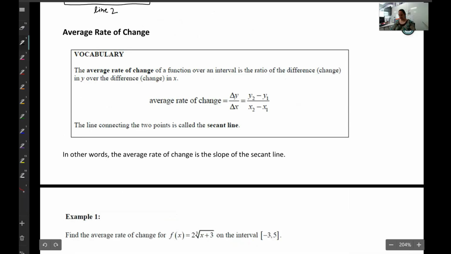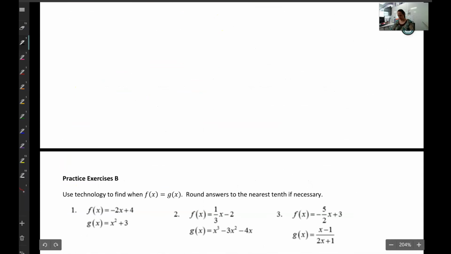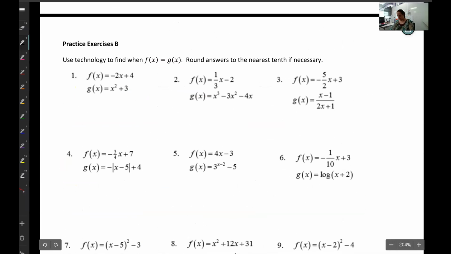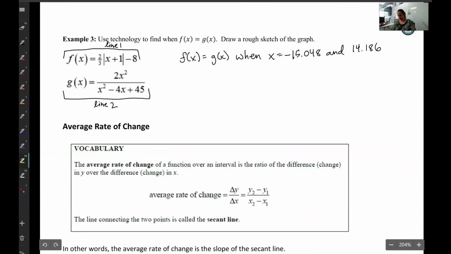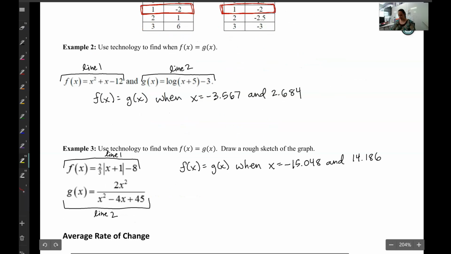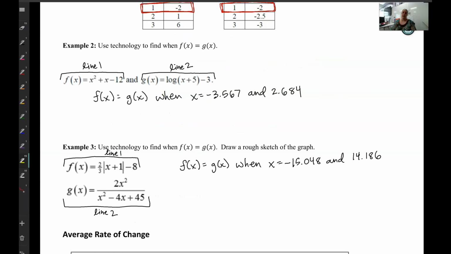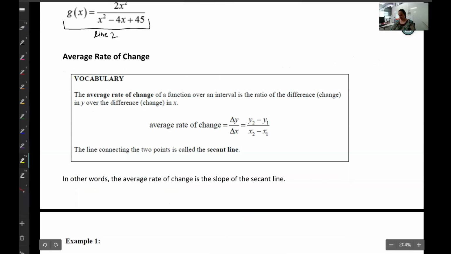So there's that kind, and if you go past your table page, you'll find this page. Questions 1 through 6 are homework. And it's exactly like what we just did, where you type these equations into Desmos, find where they intersect, write out your answer. So that is the first part of our lesson about solving systems of equations by graphing. In the next video, we'll talk about average rate of change.